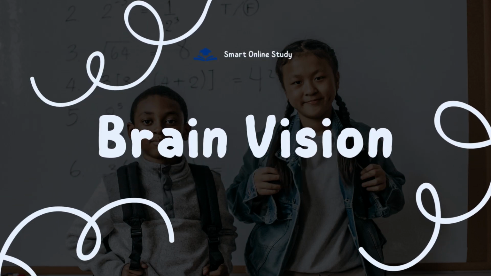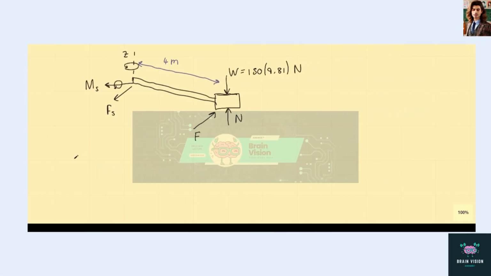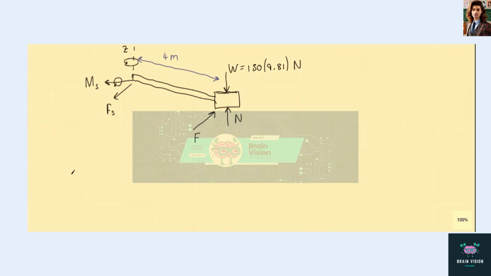Welcome to Brain Vision. In this problem, we have a rod of negligible mass, which is subjected to a couple moment that is given. The engine of the car that is attached to the rod also has a traction force to the wheels. We want to calculate the speed of the car at a given time, assuming that the car starts at rest.